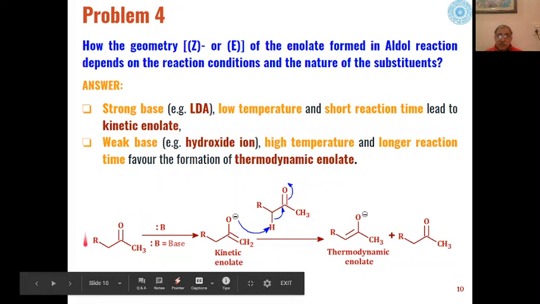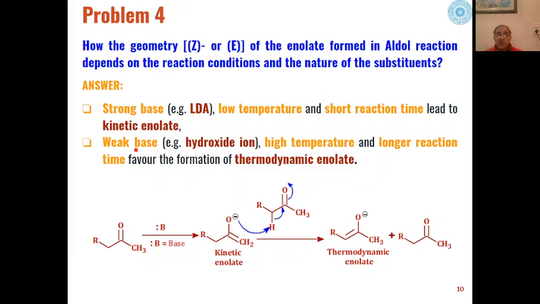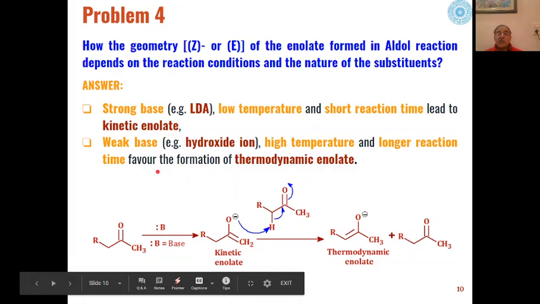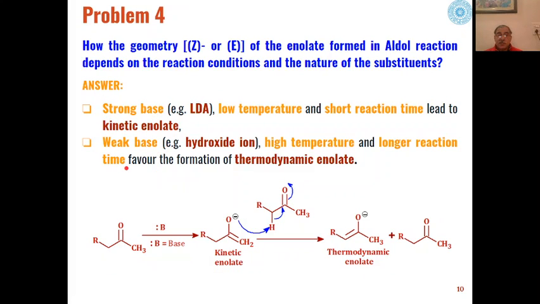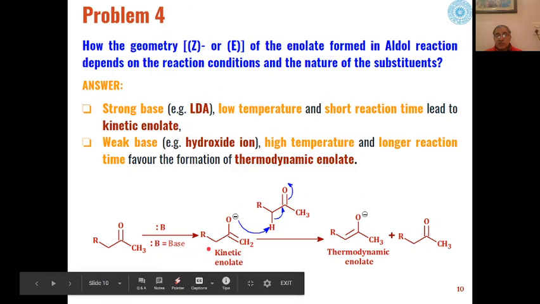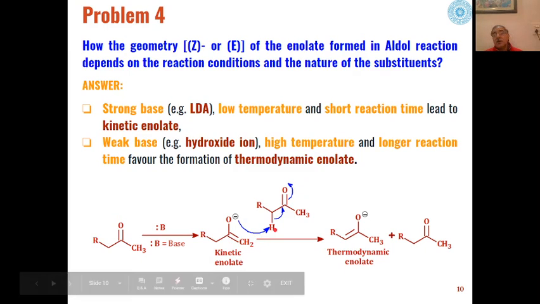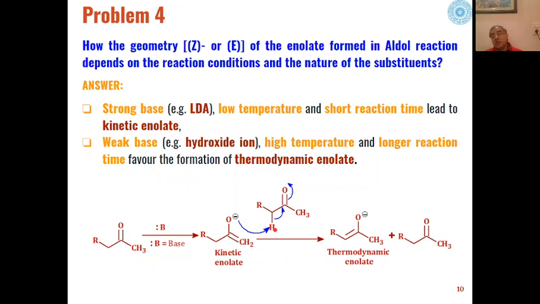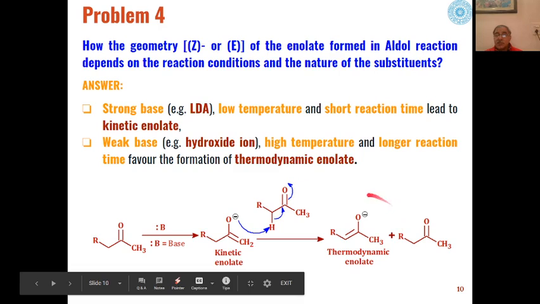So for example, say we have this type of carbonyl compound and it reacts with base, either strong base or weak base. Then kinetic and thermodynamic enolates are formed depending upon whether we are using a strong base or a weak base. When a strong base is used, in the first instance we will get this type of kinetic enolate, and then this kinetic enolate will abstract this alpha hydrogen from another molecule of the carbonyl compound to give us a more stable thermodynamic enolate.